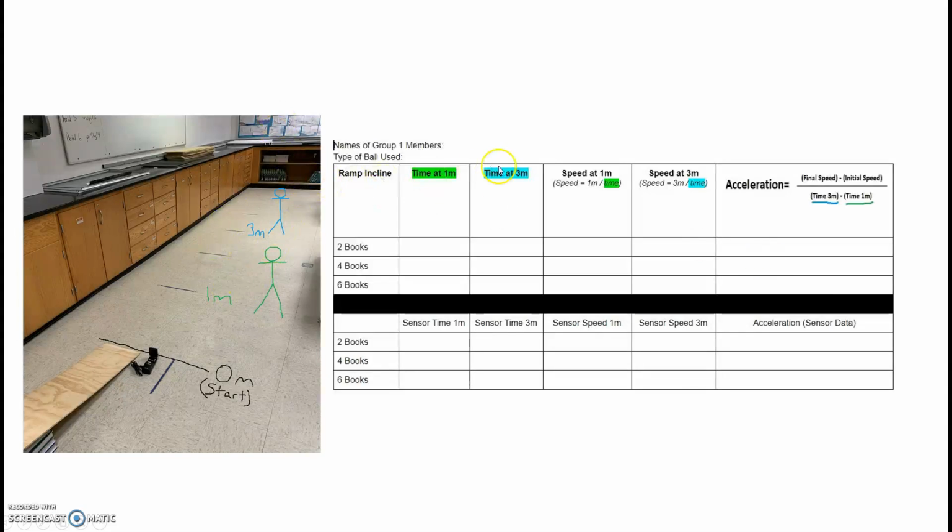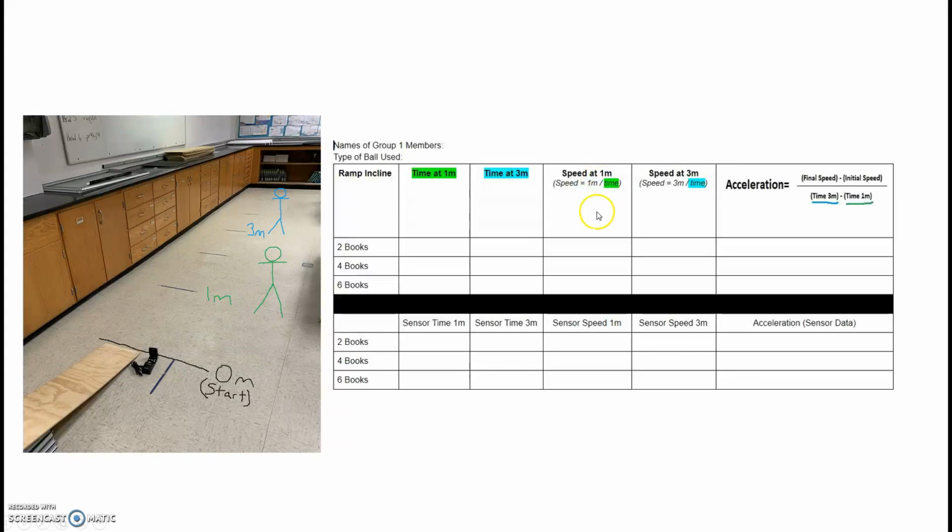All right, so now what are we going to do with that data? If you look at your data table in the collaborative link on Canvas, you'll notice that I've color-coded some of the columns. The first one, time at 1 meter, is in green: 2 books, 4 books, 6 books. That is where the person I've drawn here in green is going to be recording their time. Likewise, time at 3 meters, here in blue, is where the person standing at 3 meters, drawn in blue, is going to be recording their data.